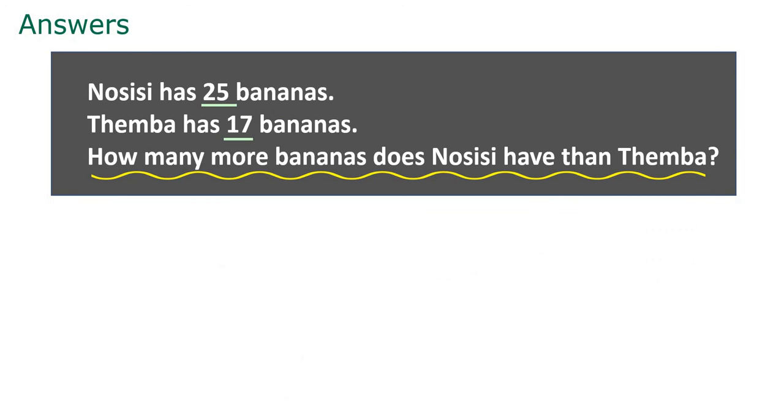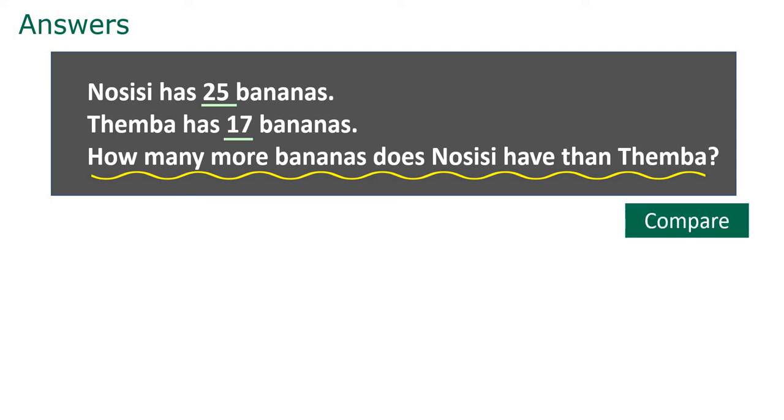Now moving to the next question. Nosiso has 25 bananas. Temba has 17 bananas. How many more bananas does Nosiso have than Temba? Then you'll realize here that numbers have been underlined with a straight line and the question with a wavy line.